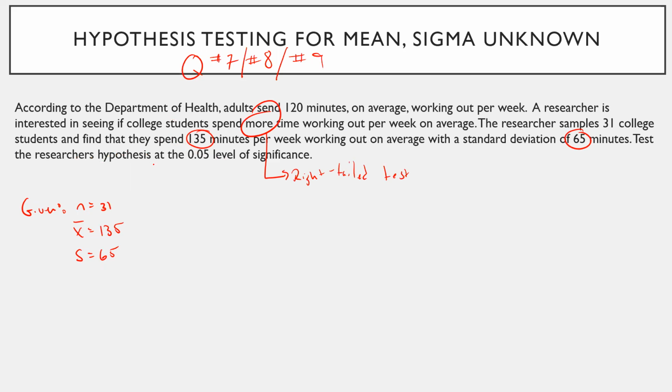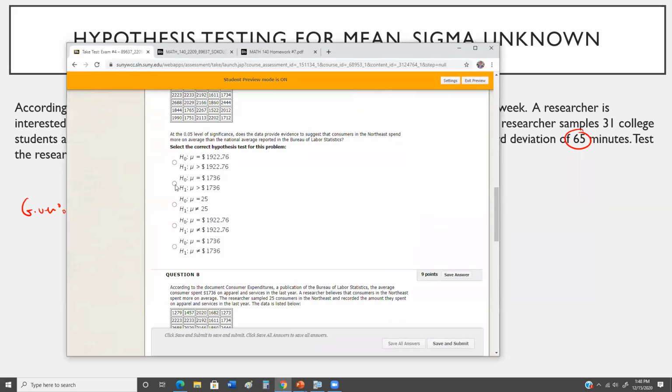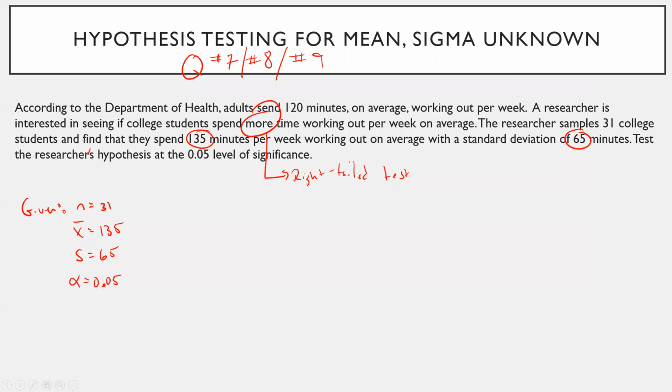So test the researcher's hypothesis at the 0.05 level of significance. Okay. So the exam, let me load up the exam. What the exam is going to ask you to do is select the correct hypothesis statement. So it's not going to ask you to define the parameter, but it is good to know exactly what we're talking about here.